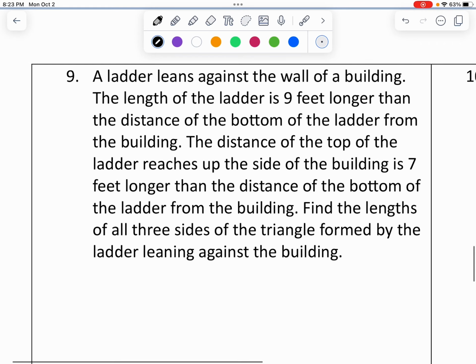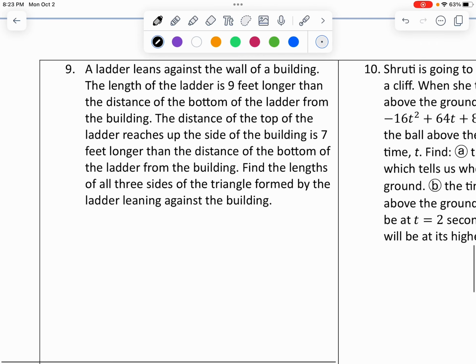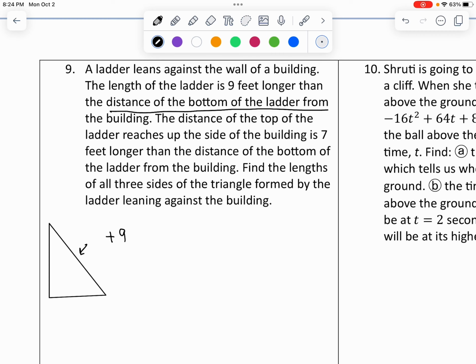A ladder leans against a wall of a building. Very practical problem. A lot of ladders out there. The length of the ladder is 9 feet longer than the distance to the building. So here's the building, the ladder leaning. This is 9 feet longer than the distance of the bottom from the building.